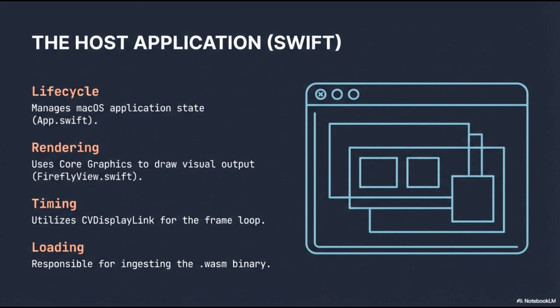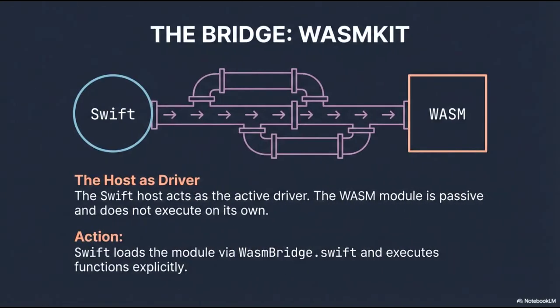The host application is built using Swift and serves as the essential environment for the system. It handles four key responsibilities. First is lifecycle management, which occurs in app.swift. This is where the overall macOS application state is maintained. Second is rendering, handled within fireflyview.swift, where we utilize Core Graphics to draw the visual output. Third is timing, where we utilize CVDisplayLink to drive the frame loop, ensuring perfect synchronization with the display. Finally, the host is responsible for loading, specifically ingesting the .wasm binary to integrate the core logic into the application environment.